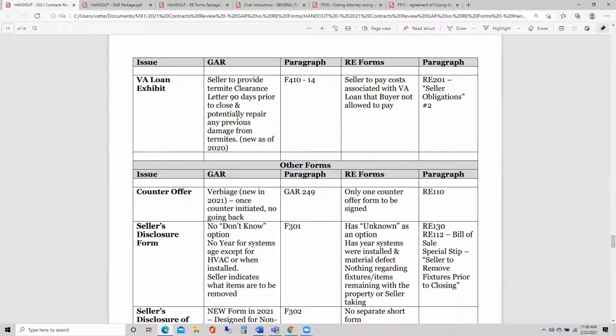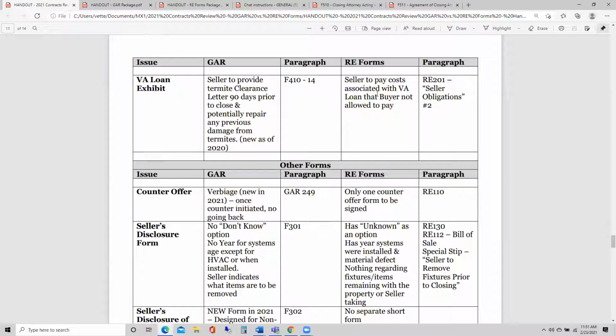In the RE forms, it doesn't specifically identify a termite clearance letter, but you as an agent know that if a buyer's getting a VA insured loan, the seller must provide a termite clearance letter. And in the RE forms under the VA loan exhibit, it just says seller to pay costs associated with the VA loan that the buyer is not allowed to pay. So it's a little bit more vague.